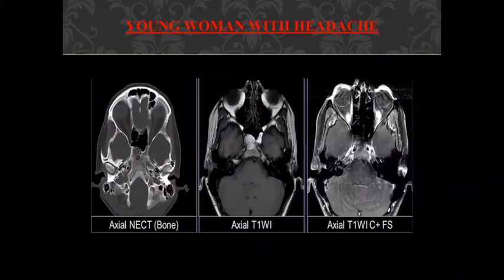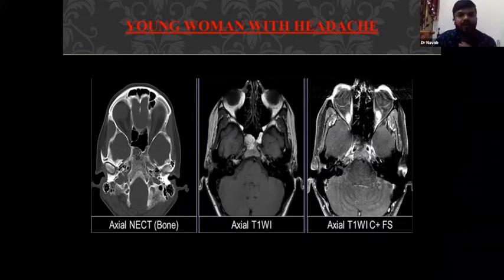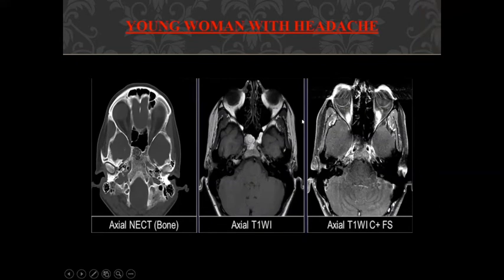Young woman with headache. So it's a clivus-based lesion. On the sphenoid bone you are seeing some lesion, right? Yes, sir. The density is around fat density. On T1 weighted image, it is bright. On contrast, not much enhancement.